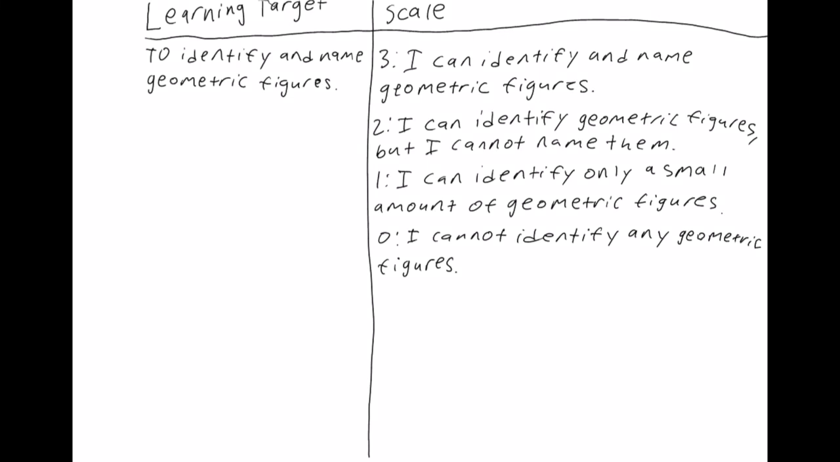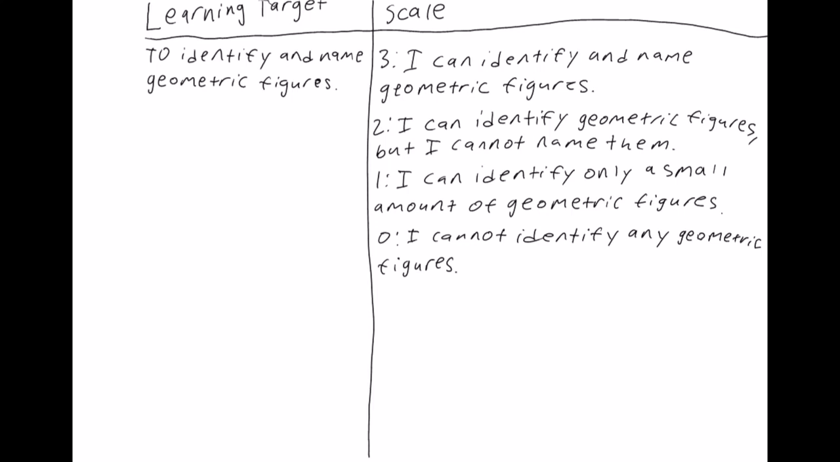The learning target for today is to identify and name geometric figures. You're 3 if you can identify and name geometric figures. You're 2 if you can identify geometric figures but cannot name them. You're 1 if you can identify only a small amount of geometric figures. And 0, you cannot identify any geometric figures.